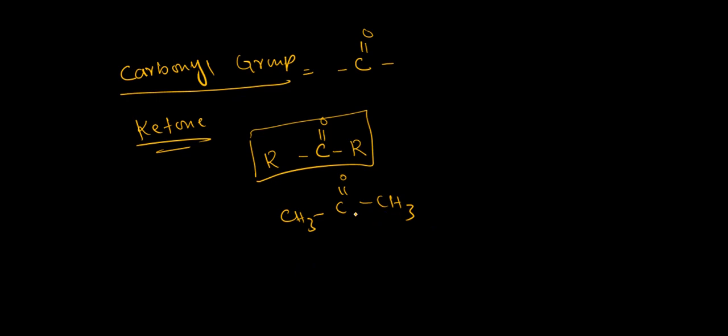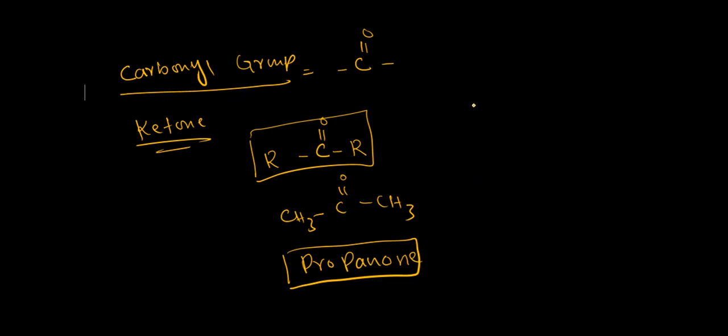How to name it? We simply count the carbon atoms: 1, 2 and 3. There are 3 carbon atoms, so its parent name will be propane. So how will we name a ketone? The ending E will be replaced by ONE. So its name will be propanone.